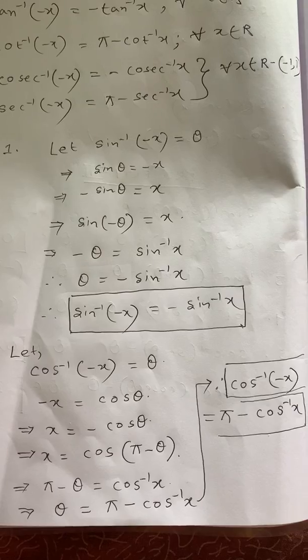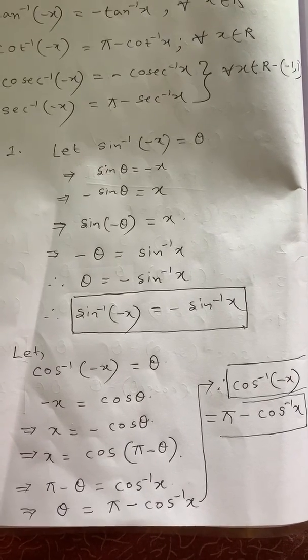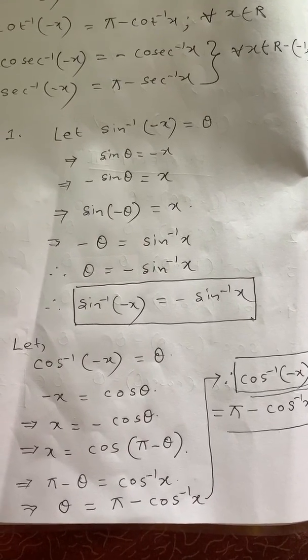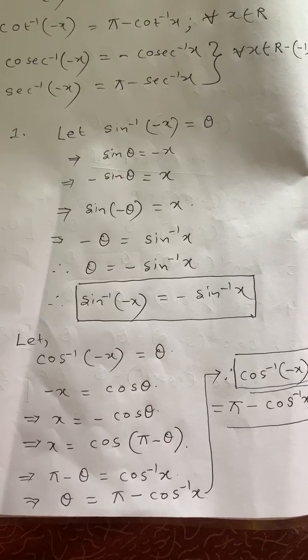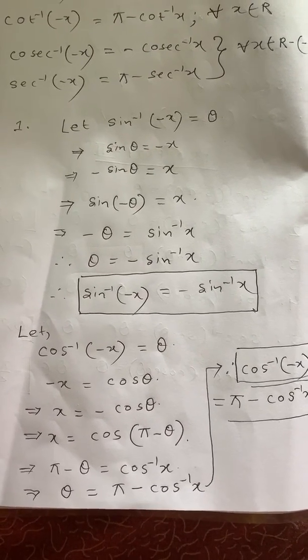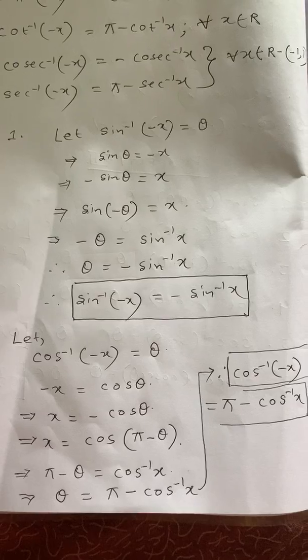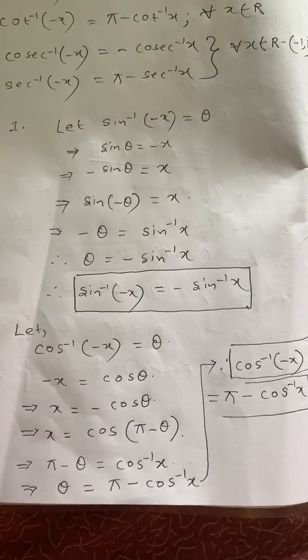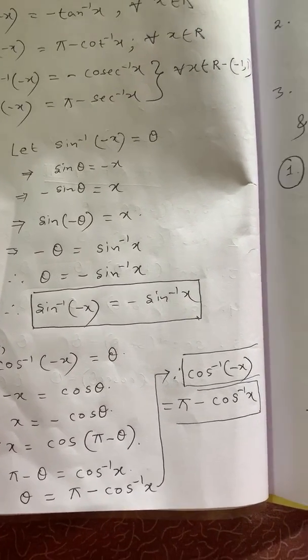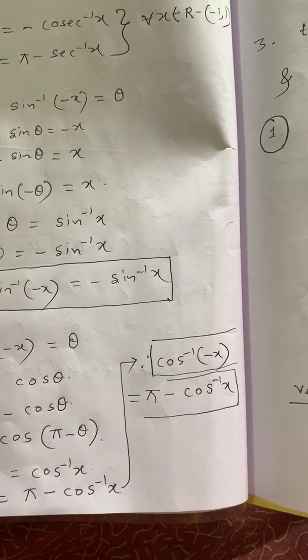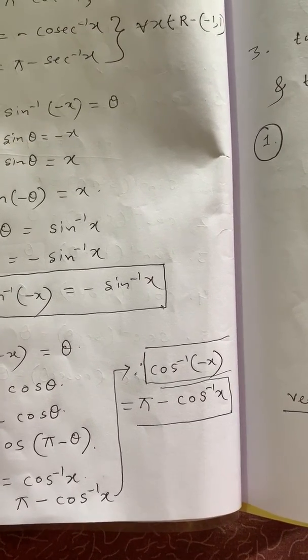And minus cos theta means definitely cos will fall in the second quadrant. So what we are writing: x is equal to cos of pi minus theta, and then pi minus theta is equal to cos inverse x. So theta is equal to pi minus cos inverse x. So cos inverse minus x is equal to pi minus cos inverse x.